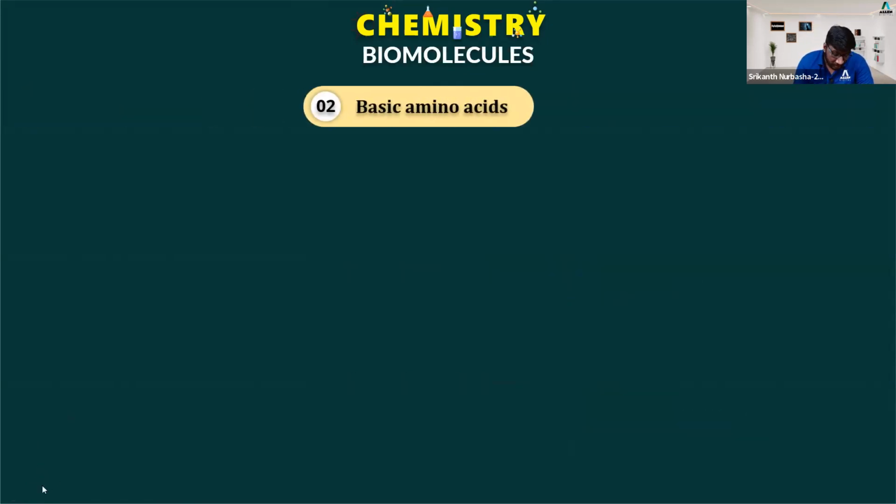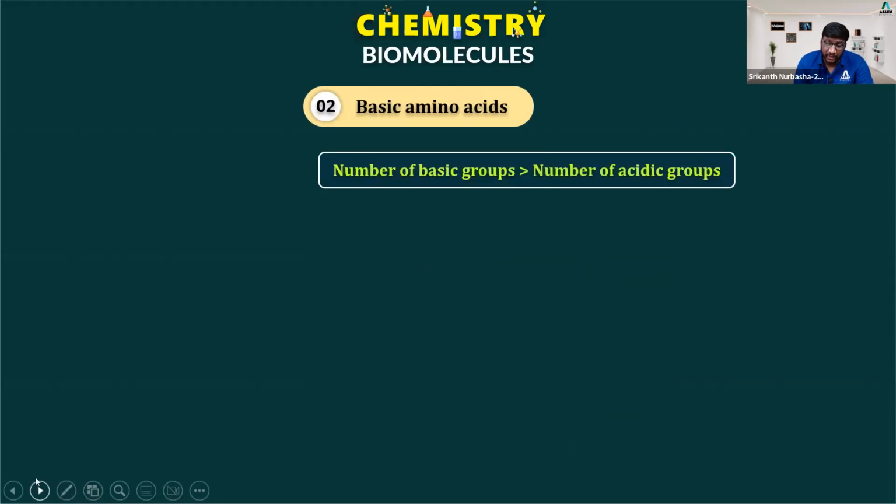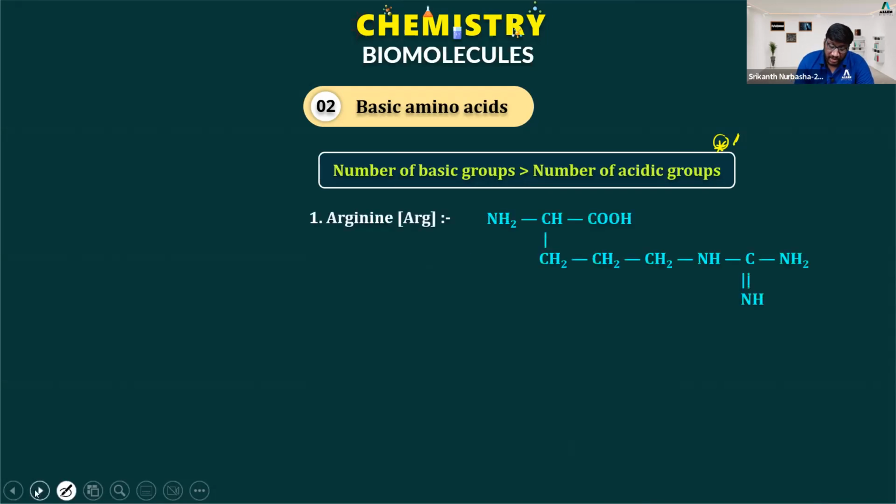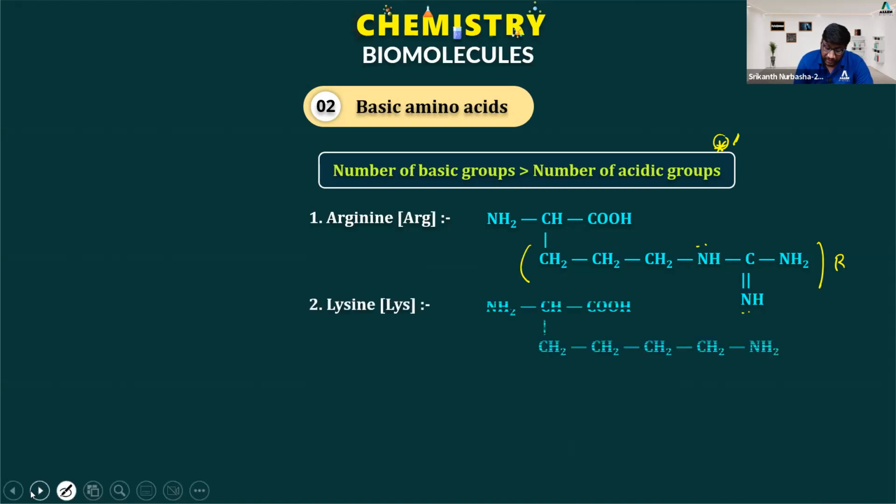If you look at the basic amino acids, again classified based on the category, the number of basic groups is greater when compared to the number of acidic groups. Like arginine, NH2CH-COOH, but the alkyl group will be having basic groups. NH, lone pair of electrons on nitrogen are present, they will be attacking the H plus ion, and thus they are going to act as respective bases.